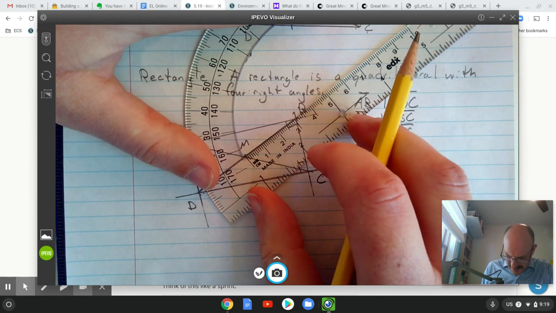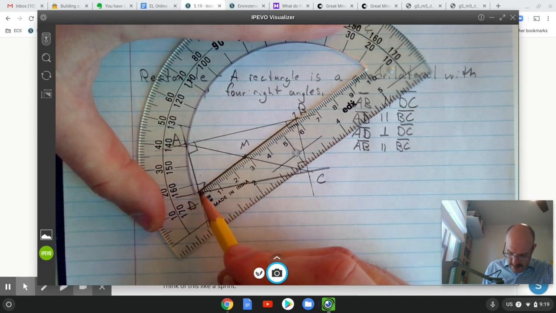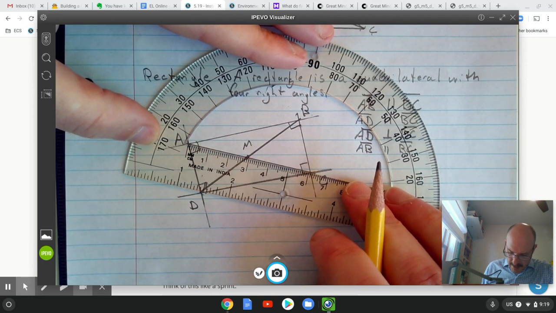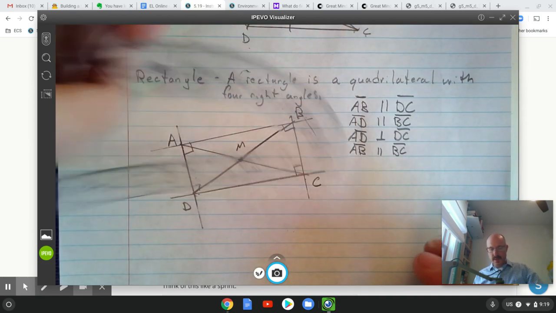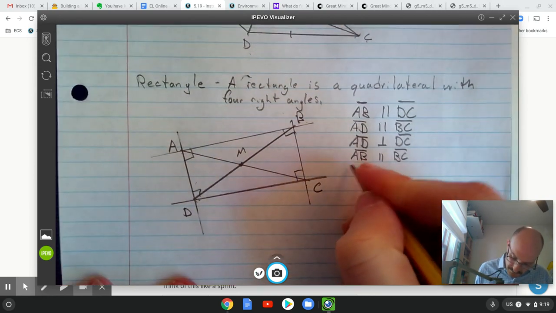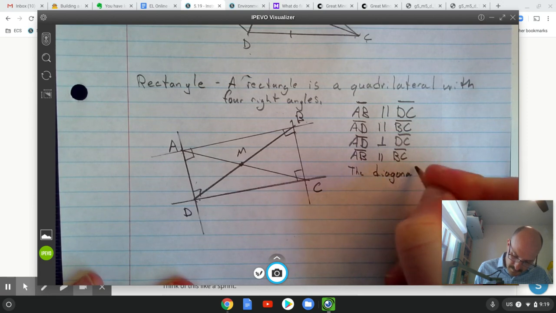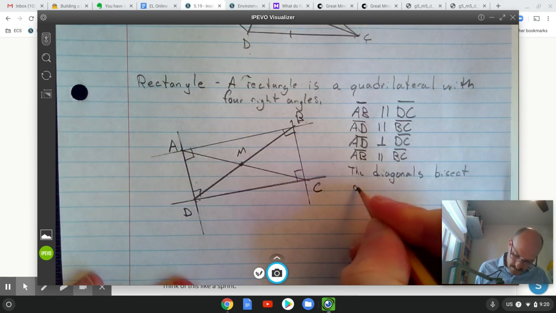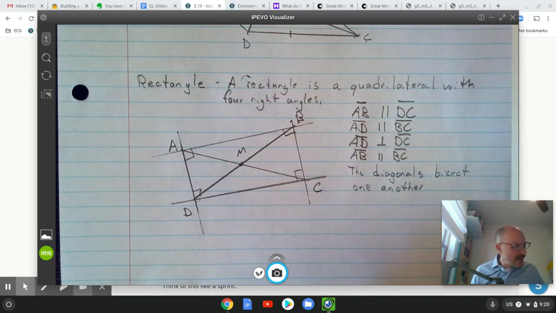So that is about 3 centimeters. So MB is 3 centimeters. DM is 3 centimeters. AM is 3 centimeters. And MC is 3 centimeters. So the diagonals bisect one another. And what else did I want?